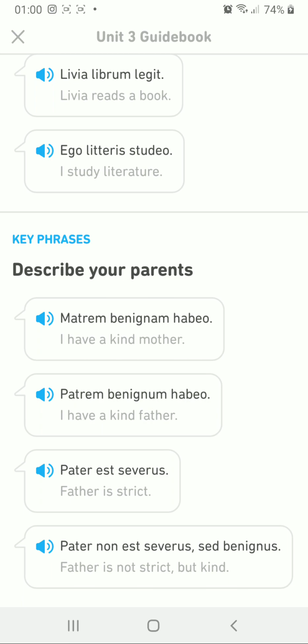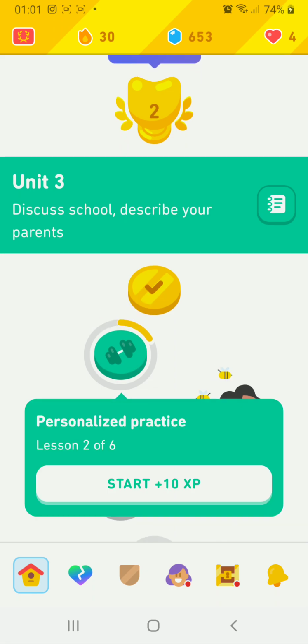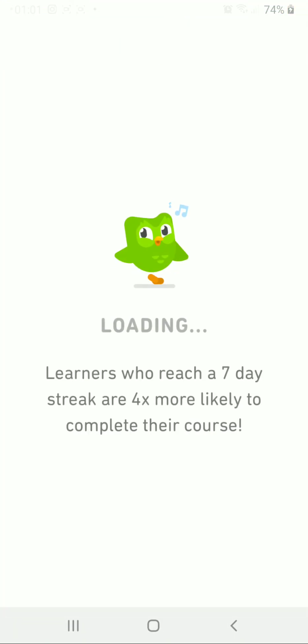So benignus or benigna means kind. Yeah. So pater est severus, strict. Pater non est severus, sed benignus. Yeah, we see the nominative here, benignus. Okay, benignus, we saw it, and we did one lesson already completely. Now we're doing the personalized practice. So let's start with the first one.